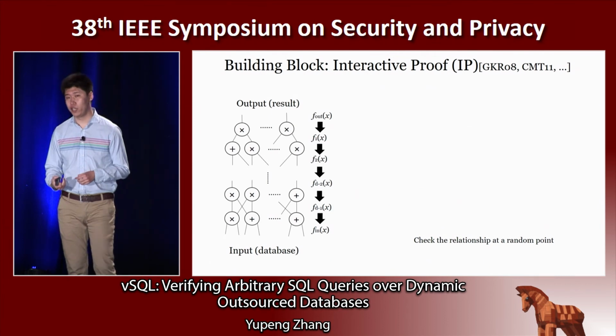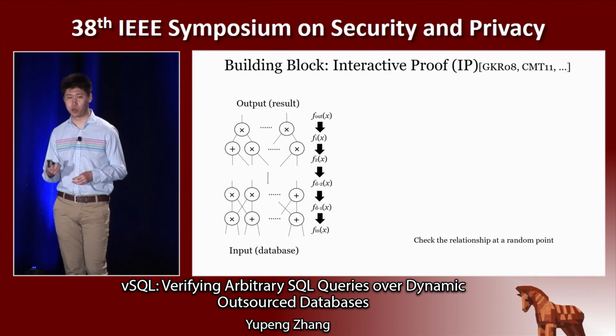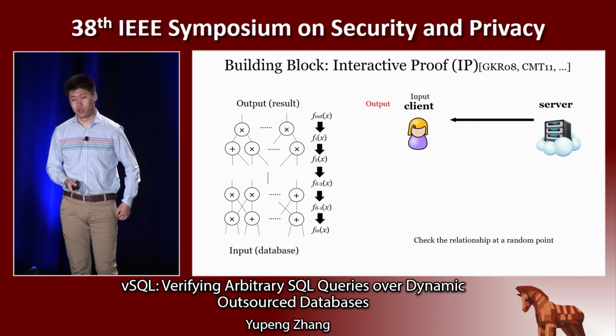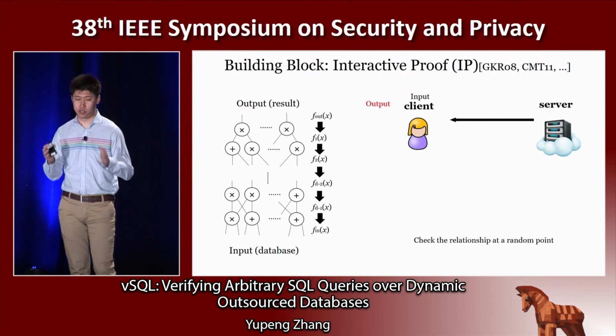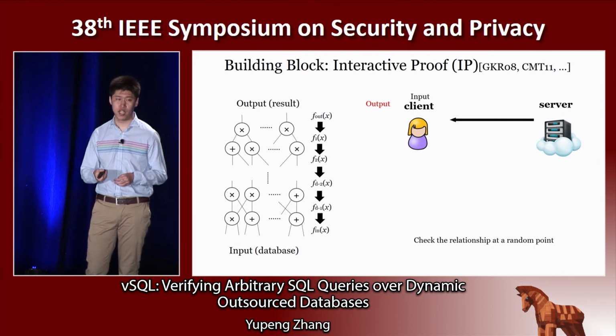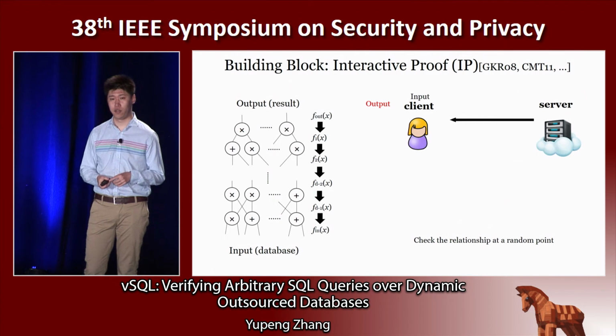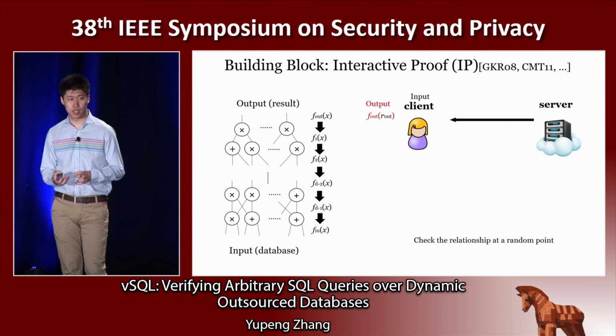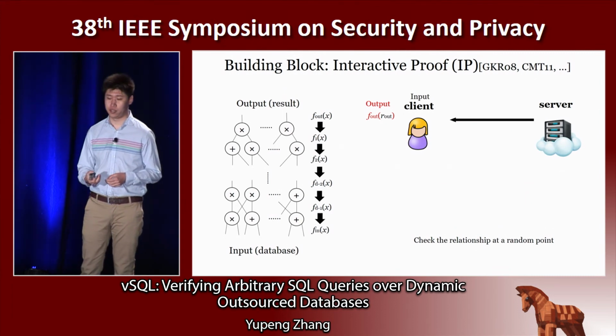Fortunately, we have a way to check the relationship between two polynomials at a random point. And using this technique, here's the protocol for interactive proof. The client and server have the input and the function modeled as a circuit. The server first sends a claimed output to the client, which is not trusted and is in red on the slide. From the output, the client computes a polynomial f_out and evaluates it at a random point r_out.